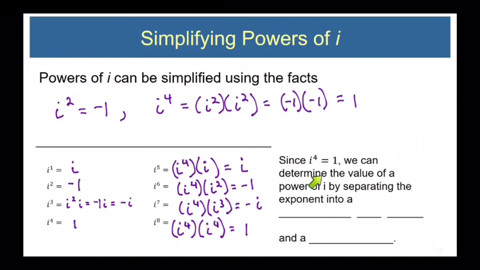So since i to the fourth is 1, we can determine the value of a power of i by separating the exponent into a multiple of 4 and a remainder. And you see that's exactly what I did here. For each of these powers that was greater than 4, I pulled out the i to the fourth and I could see what was left.